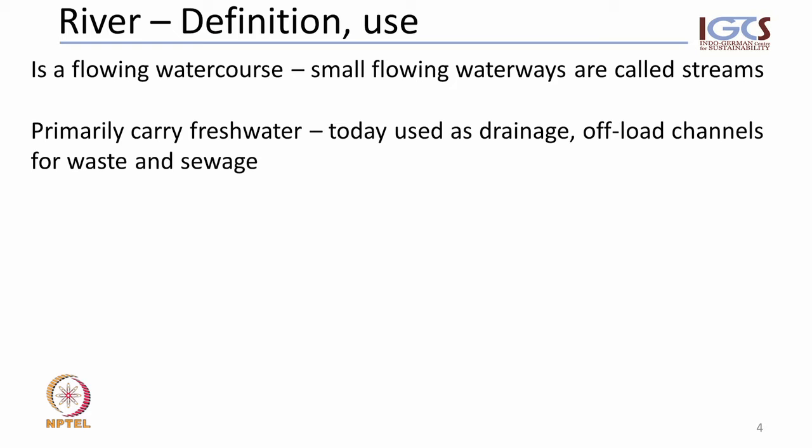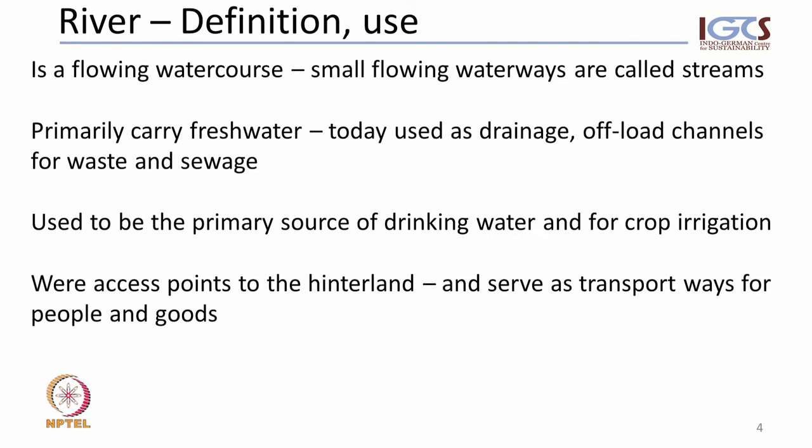A river is a primary carrier of fresh water usually, but we know that today we use our rivers as a drainage. We use it to offload waste and sewage. It used to be the primary source of drinking water and also the primary source for crop irrigation. We also used rivers as access points very much in the past to the hinterland, to enter our continents, and we use watercourses as a transport way for people and goods still today.